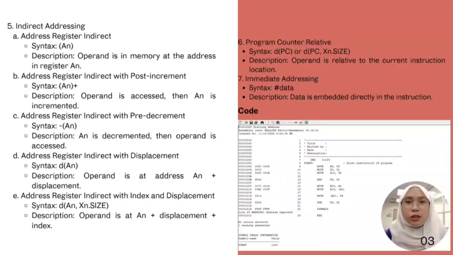Okay, move on to the code section. On the right, we can see an example of assembly code written in the Easy68K simulator. It includes move, add, and sub instructions to demonstrate different addressing modes in action.